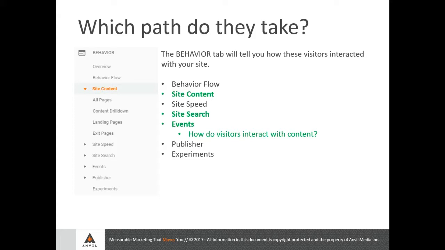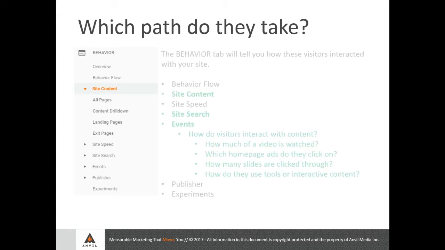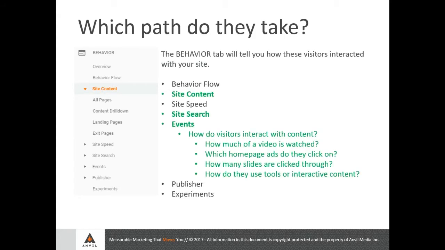The third element I want to point out in the behavior tab is events. Now, events take a little bit of setup to really get the most out of them. But it's actually fairly easy if you use Google Tag Manager to set up events. And it's basically going to show you how visitors interact with content. So this can be a variety of things. You can find out how much of a video is watched.